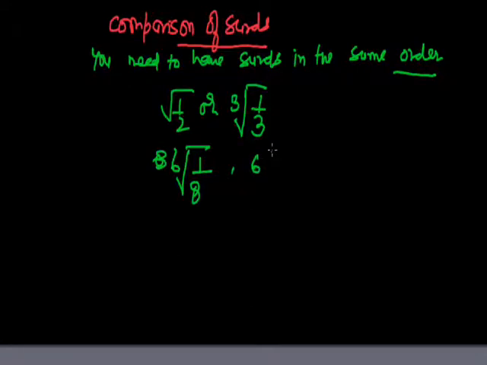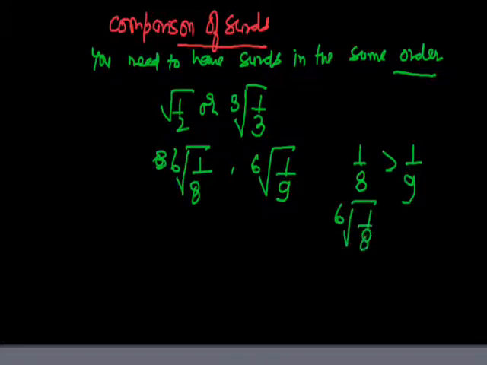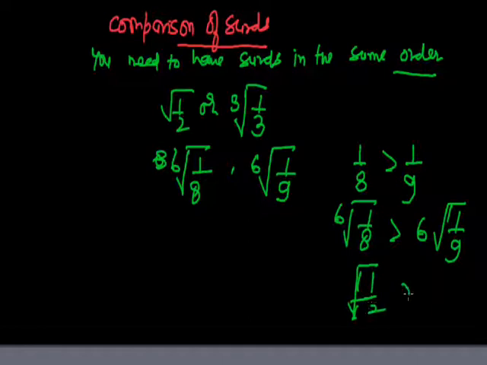Here what will become 6 and 1 upon 9. So which one is larger? 1 upon 8 is greater than 1 upon 9. So 6 1 upon 8 is larger than 6 1 upon 9. So I can say 1 upon 2 is larger than 3 1 upon 3. That's how we can do that comparison of surds.